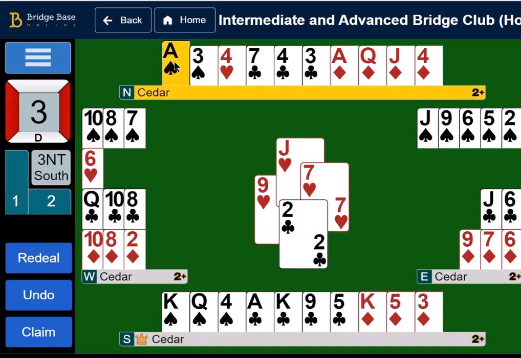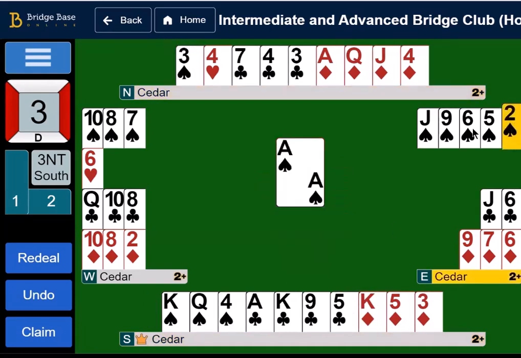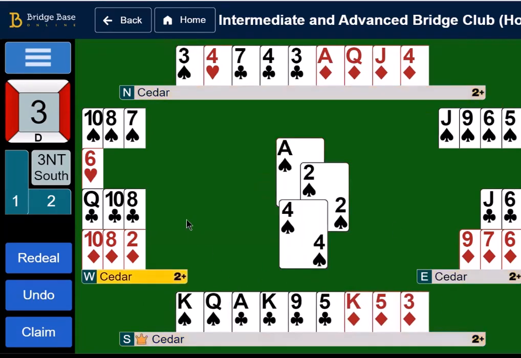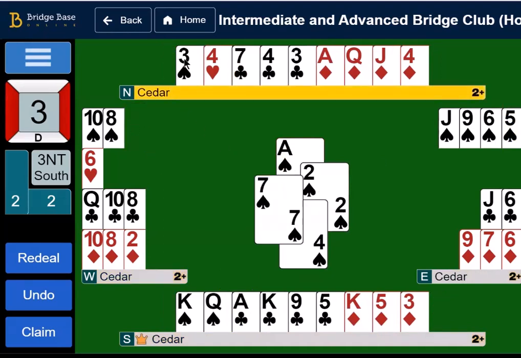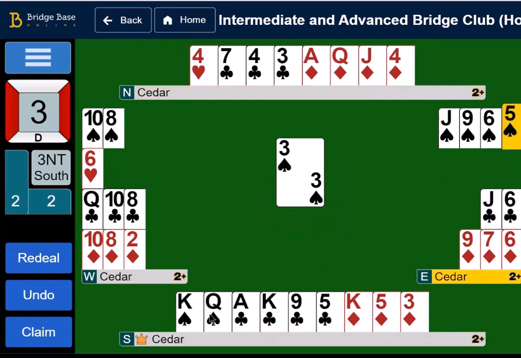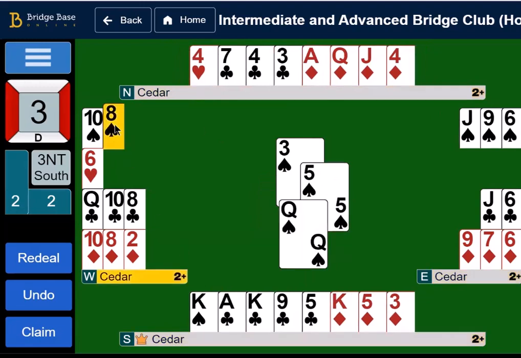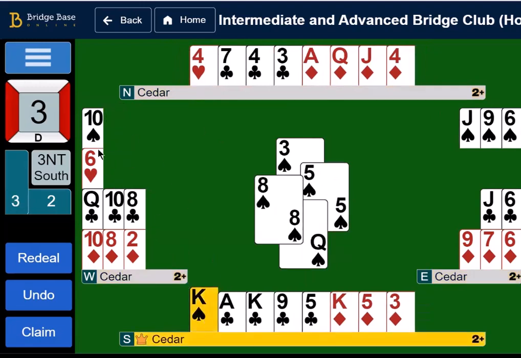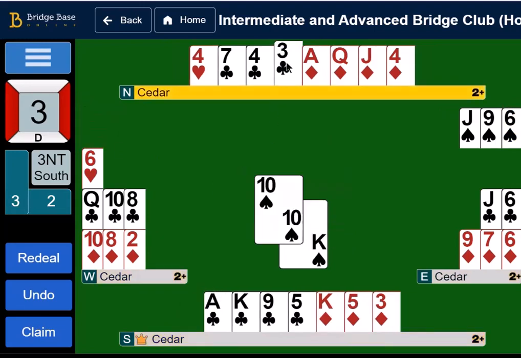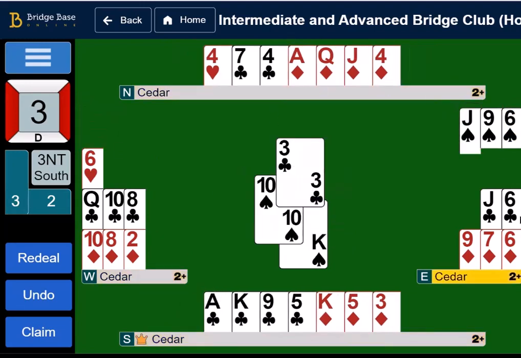It's spades I must do first. It's not so much that I'm doing them first. It's that I want to do diamonds last. That's what really matters to me. Okay. Don't need that card. Okay.